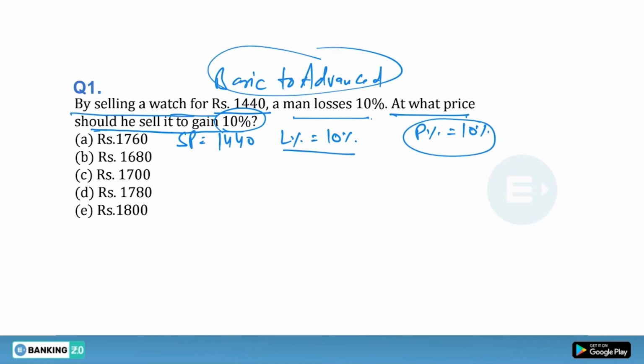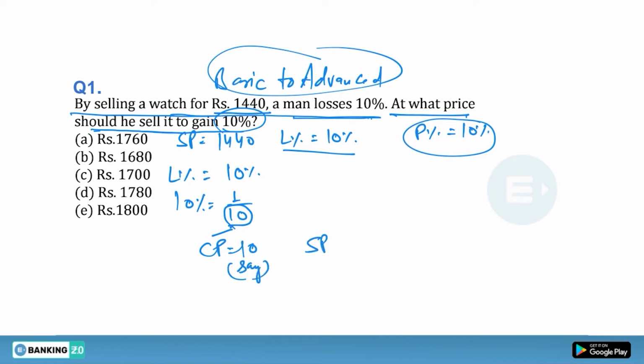So let us discuss the first condition given in the question. The loss percent we are given is 10%. The fraction value of 10% is 1 by 10. So whenever a case like this appears on the screen, what you have to do is, this 10 is CP, and the SP will be 10 minus this one.